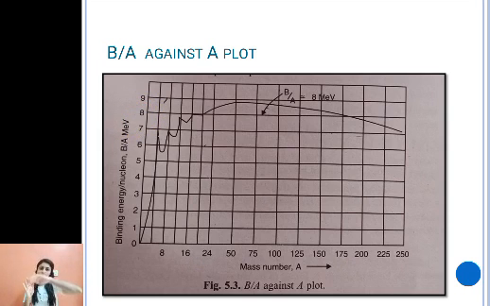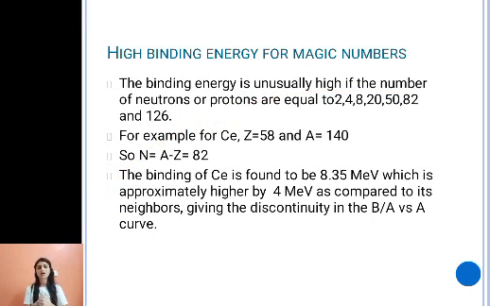So they are stable. The light elements, the elements with atomic mass number less than 20, are light nuclei and they have a lesser binding energy per nucleon. The same is true for the heavier elements. Elements having atomic mass number above 200 mostly also have less binding energy per nucleon, and they are also unstable. Now, high binding energy for magic numbers.